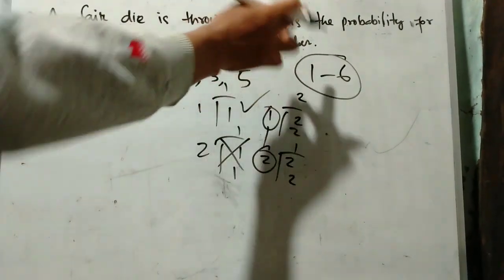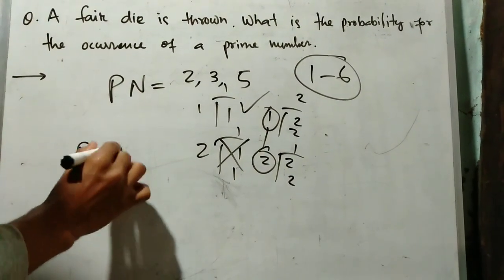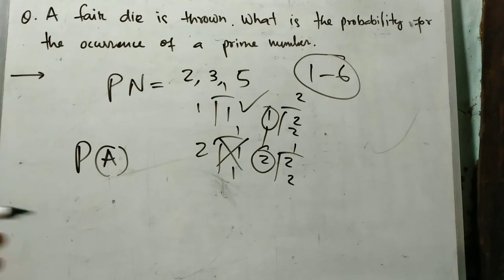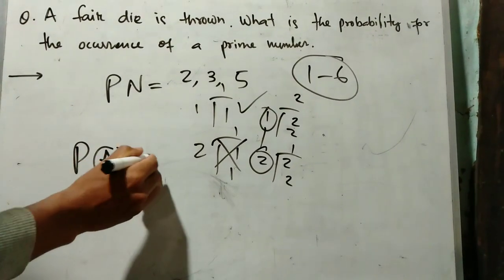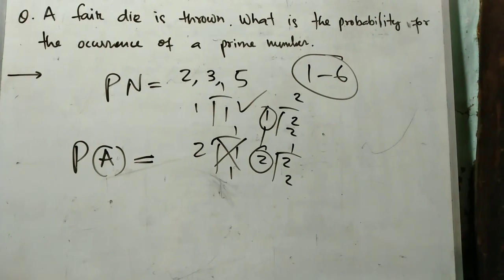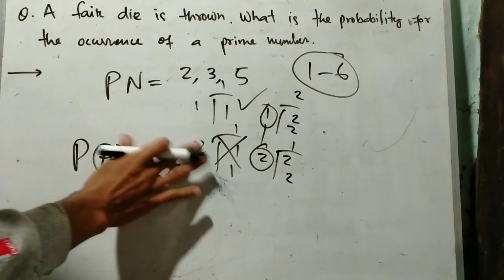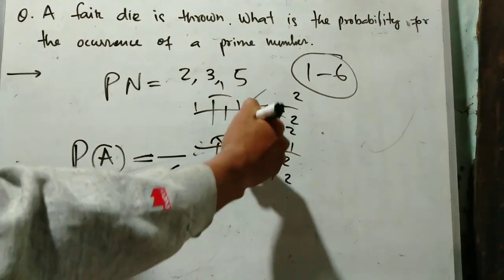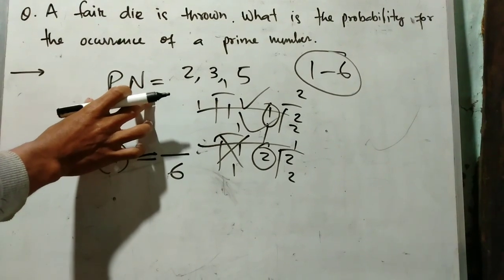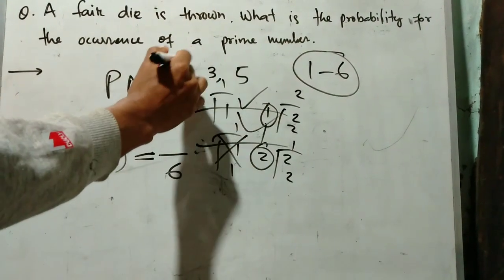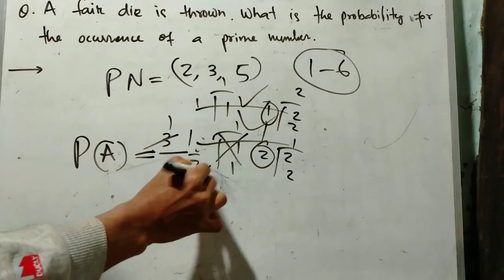So what is the probability for the occurrence of a prime number? Let's assume that A is the chance of occurrence of a prime number. So the probability of A will be equal to the favorable outcomes 3 out of a total number of 6, which is 1 by 2.